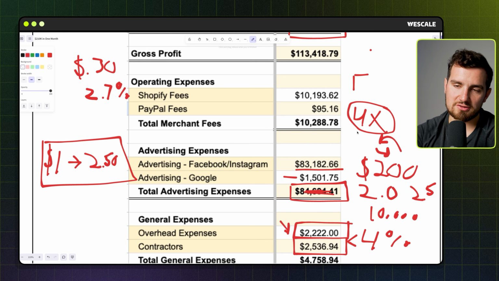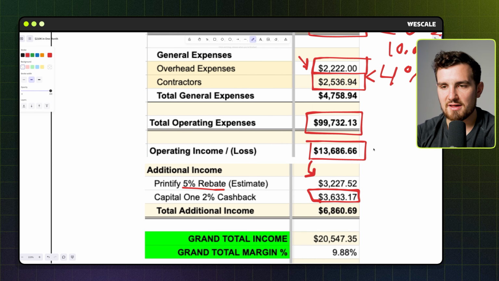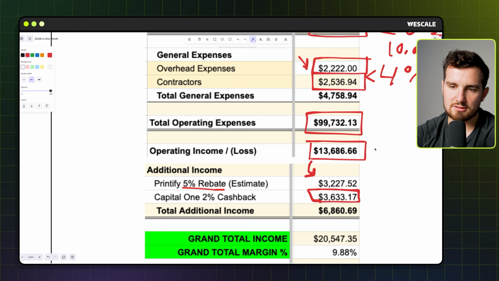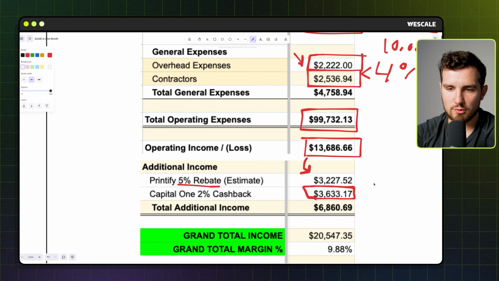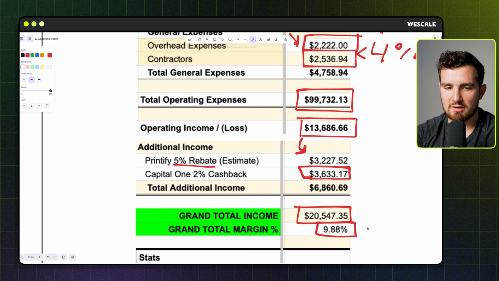But at 400,000 points, if you spend it on airlines, which Amex is the best at, then we're looking at roughly $4,000 to $6,000 in flights. You could add that in there if you want. But overall, for the month, we had $20,000 in net take-home profit, which is about a 10% profit margin.